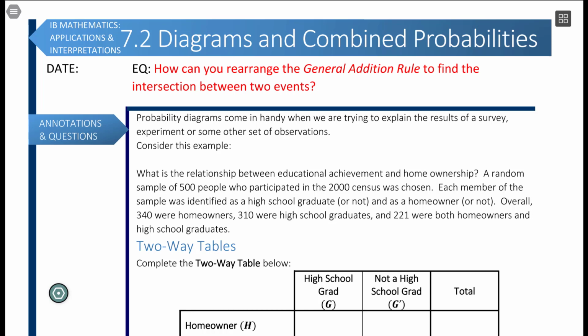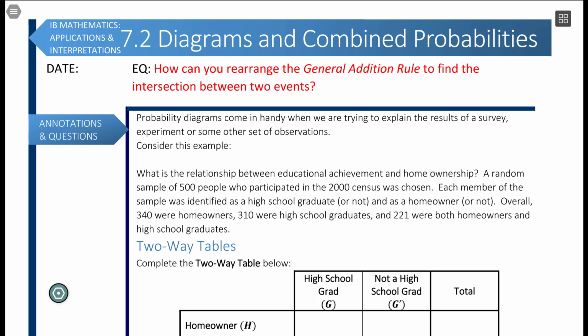What is the relationship between educational achievement and home ownership? We had a random sample of 500 people who participated in the 2000 census. Each member of the sample was identified as either a high school graduate or not, and as a homeowner or not. Overall, there were 340 that were homeowners, 310 that were high school grads, and 221 that were both homeowners and high school graduates in this survey.